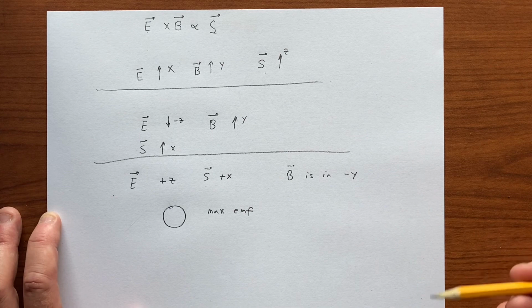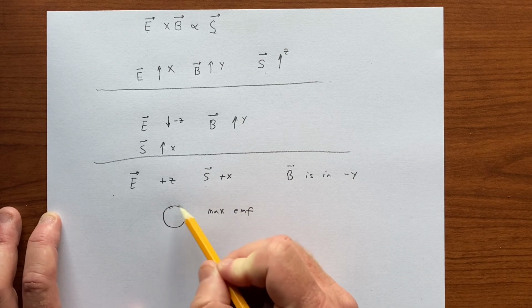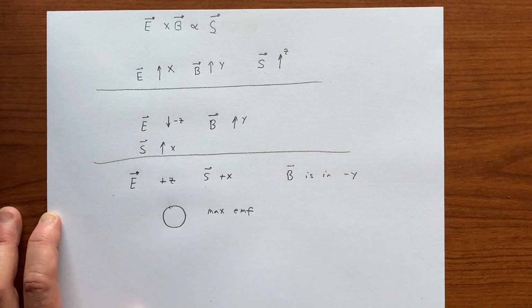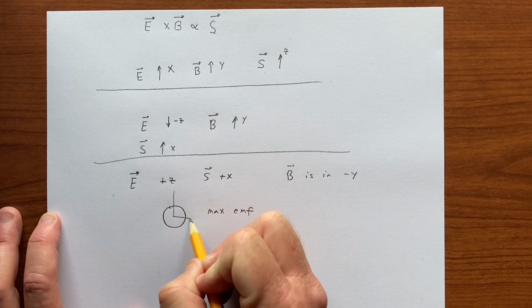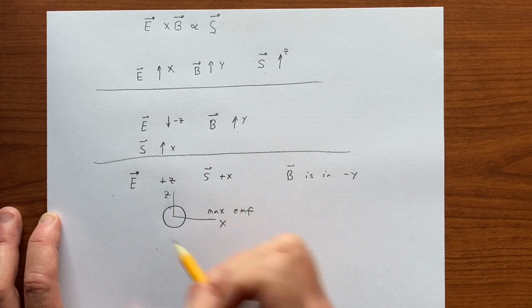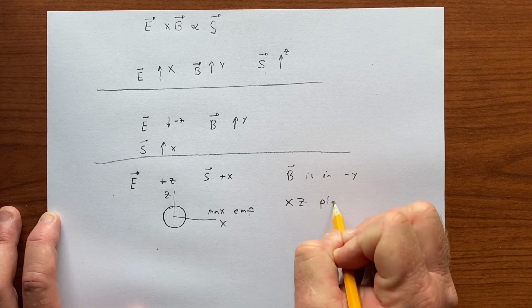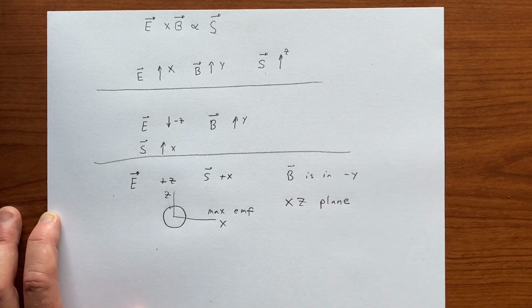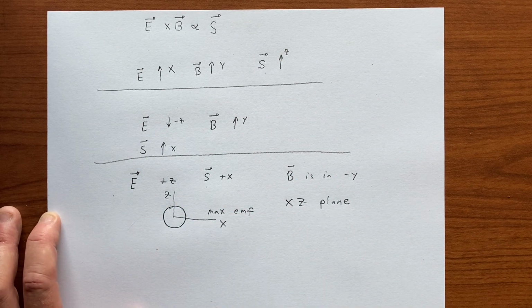So the plane that I want to place my loop in is going to be, here's the drawing, it's going to be an XZ plane. That's the plane in which it lies. So we'll call it the XZ plane, such that the magnetic field, which is in the minus y or plus y direction, will go straight through the loop area.